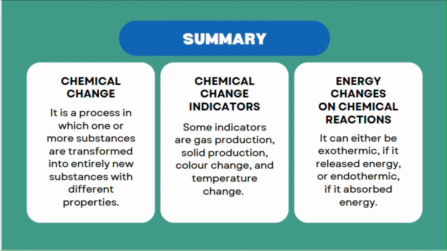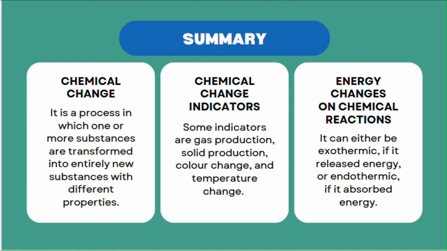Now let us look at a quick recap and summarize all these points. So firstly, we looked at chemical change. What is the definition? So chemical change is a process in which one or more substances are transformed into entirely new substances and they will have different properties.